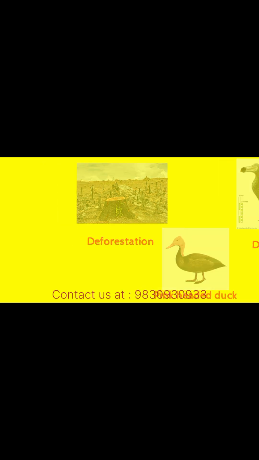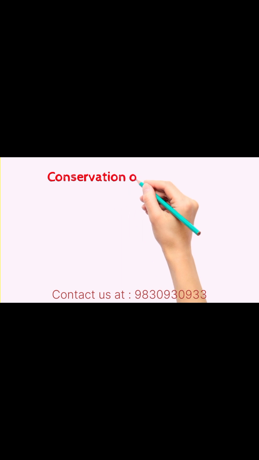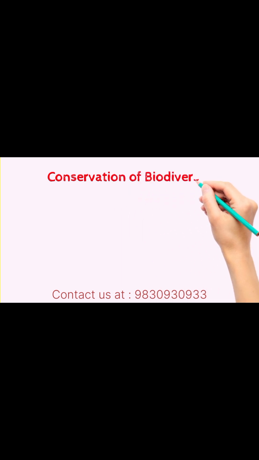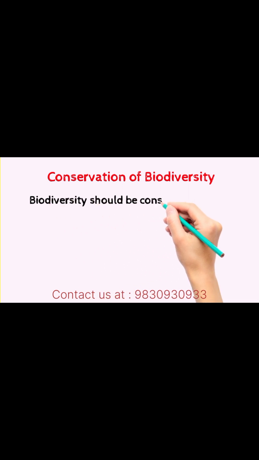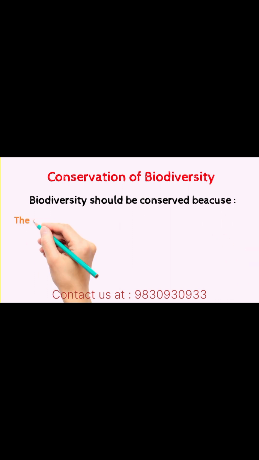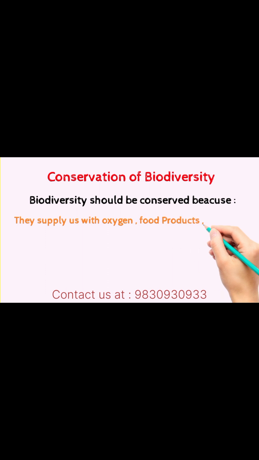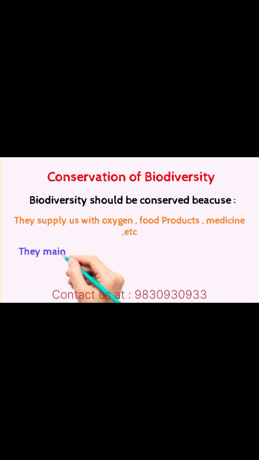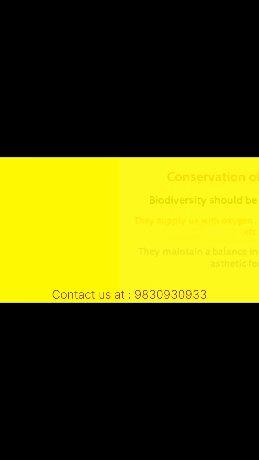Now, one of the greatest concerns of our time is how we can conserve biodiversity. Biodiversity should be conserved at all cost because we get various services from the ecosystem. These services are free and are called ecosystem services. Some of them supply us with oxygen, food products, medicine, wood, and many more. They maintain a balance on the earth. They provide us with an aesthetic feeling. They maintain the CO2 balance. They maintain the global temperature of the earth. Therefore, biodiversity should be conserved at all cost.